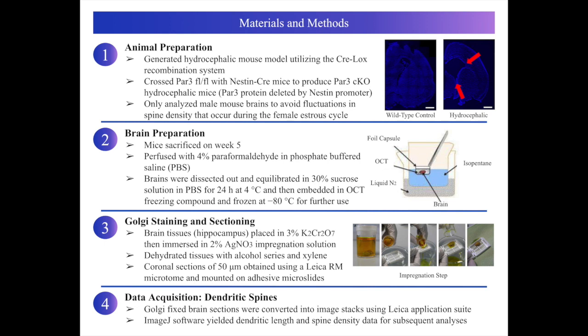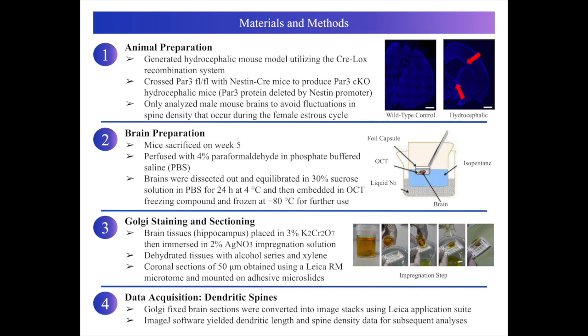which, an experimental hydrocephalic mouse group, was generated utilizing a Krelok system, while littermate wild-type mice served as controls. It should be noted that only male mice were used to avoid any fluctuations in spine density that occur during the female estrous cycle. Next, mice were sacrificed on week 5 and perfused. The dissected brains were then equilibrated in sucrose solution and embedded in freezing compound until further use.